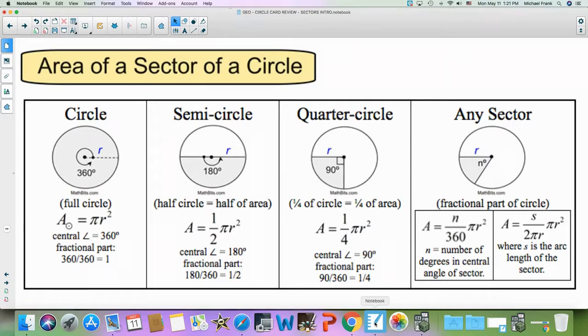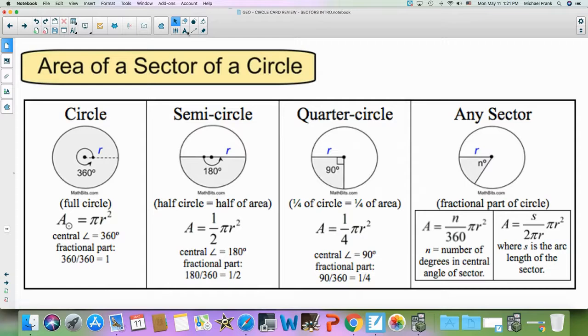The any sector part gave us two formulas, one which we discussed last week and one which we did not. The first one that we did discuss was that if you take the central angle of a sector, in this case n, whatever it might be, and put it over 360, you find out what fraction of the whole circle you are looking for. And then we just multiply that by pi r squared.